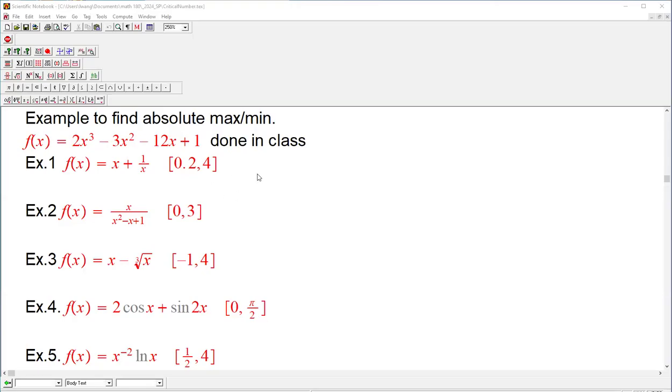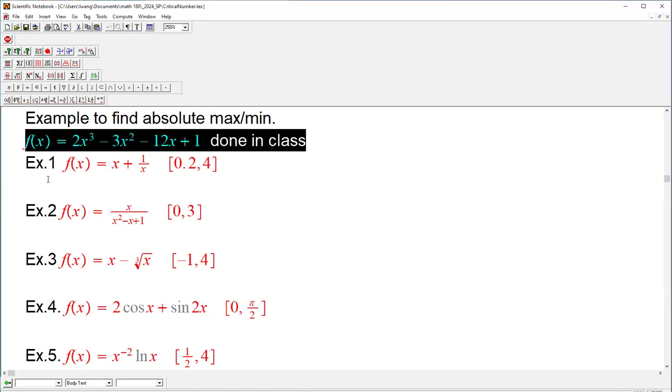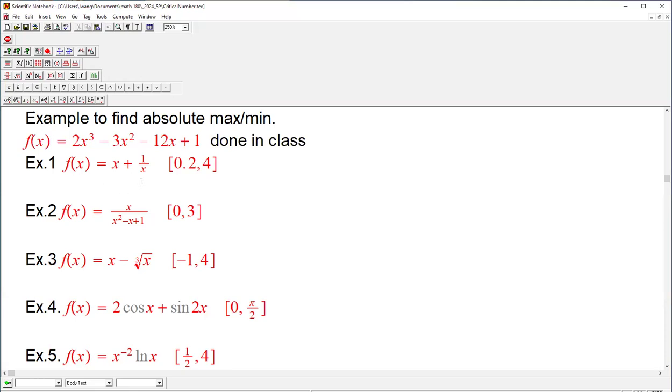So in this lesson, we're going to talk about how to find absolute max and absolute min when the extreme value theorem is applicable. The first example I have here, we already did in class, so I'm not going to repeat that. So let's look at the first example for this video.